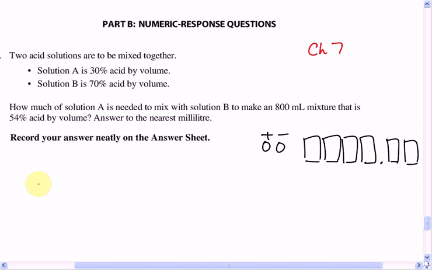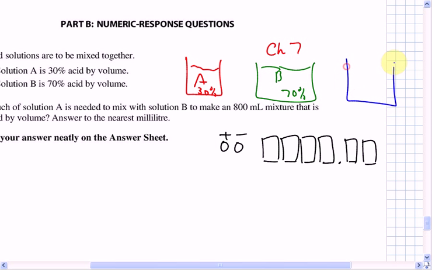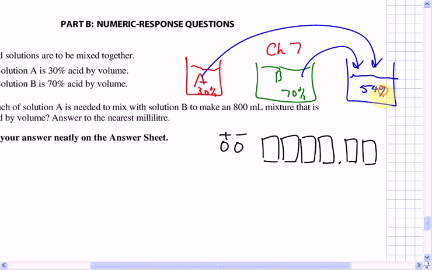That's what they actually do. And guess what? They have to do some math behind it. So the issue here is you've got this solution A, okay? Only 30%. Then you've got solution B, 70%. Really toxic or acidic. So you're trying to make a new solution by taking some of B and some of A so that we have a solution that is 800 mils but only 54% acidic.